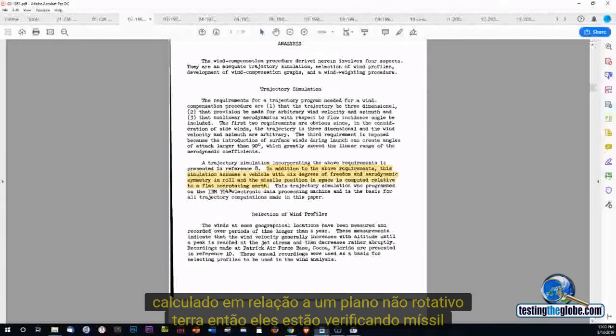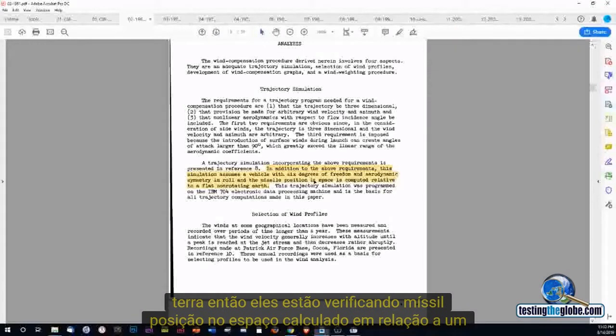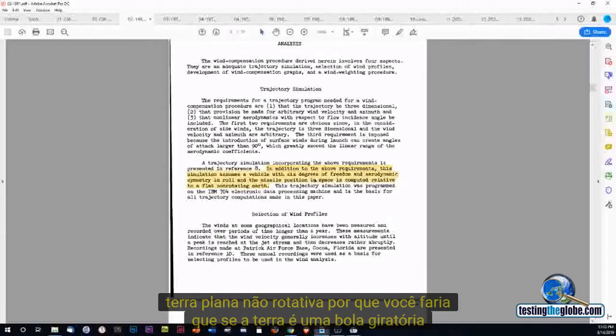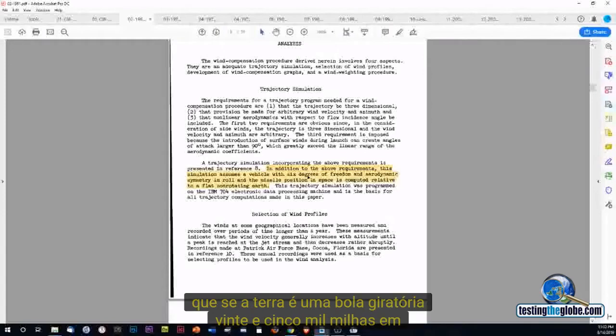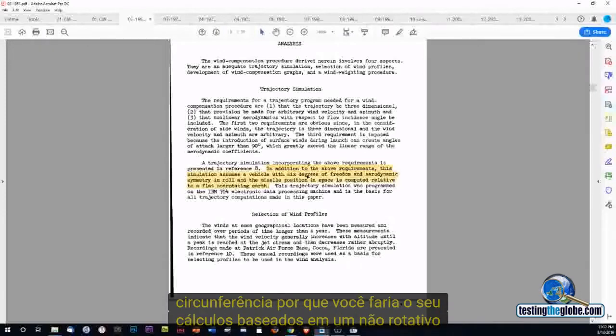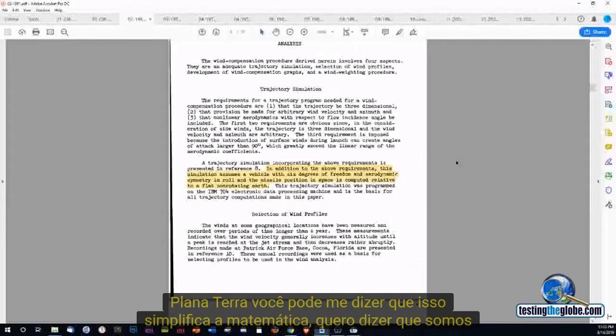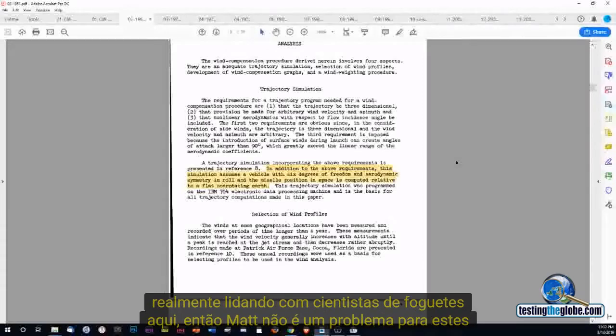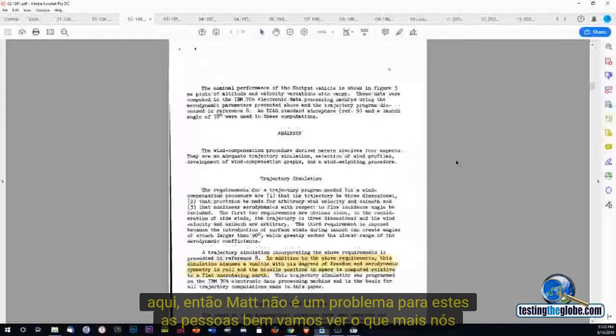So they're checking out missile position in space computed relative to a flat, non-rotating Earth. Why would you do that? If the Earth is a rotating ball, 25,000 miles in circumference, why would you do your computations based on a non-rotating flat Earth? You're going to tell me that this simplifies the math? I mean, we are actually dealing with rocket scientists here, so math's not a problem for these people. All right, let's see what else we can find.